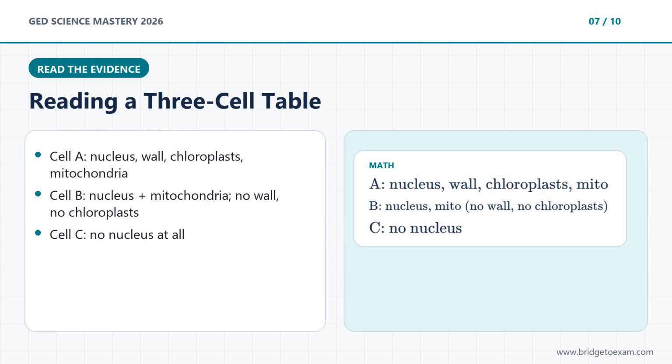Now a real GED-style passage. A student looked at three cells under a microscope and wrote down which structures each one had. Cell A has a nucleus, a cell wall, chloroplasts, and mitochondria. Cell B has a nucleus and mitochondria, but no cell wall and no chloroplasts. Cell C has no nucleus at all. Do not jump to answers yet. Just read the evidence carefully, structure by structure. In the next step, we will use these clues to identify which cell is a plant, which is an animal, and which is a bacterium.